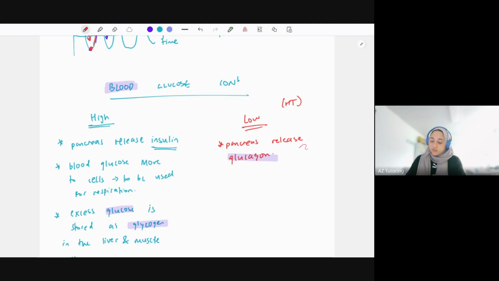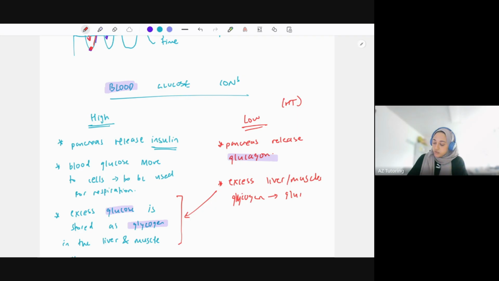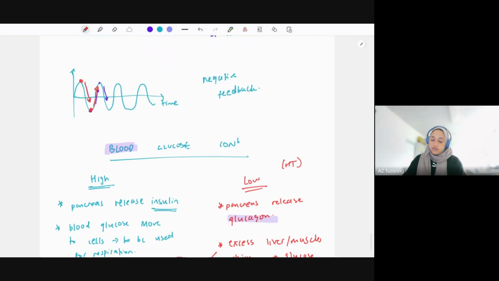Now what happens is when the pancreas releases glucagon, it tells this excess glucose that was stored in the liver and muscle cells as glycogen to change back to glucose and go back to the blood. So release back to the blood. So if you've got that glycogen, you've broken it back down to glucose, you've now increased the concentration of your glucose again, but now it's too high.